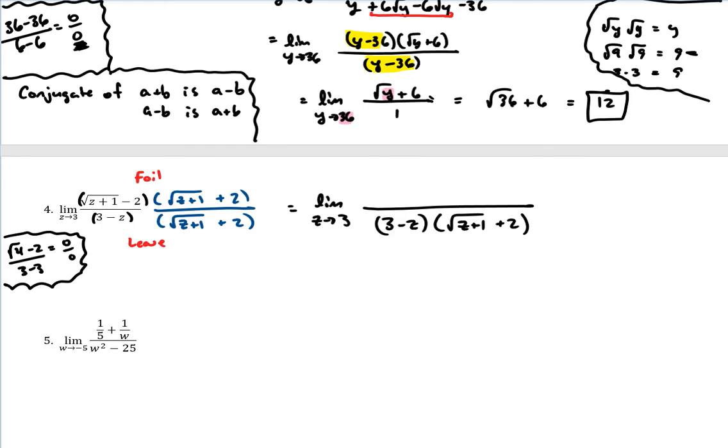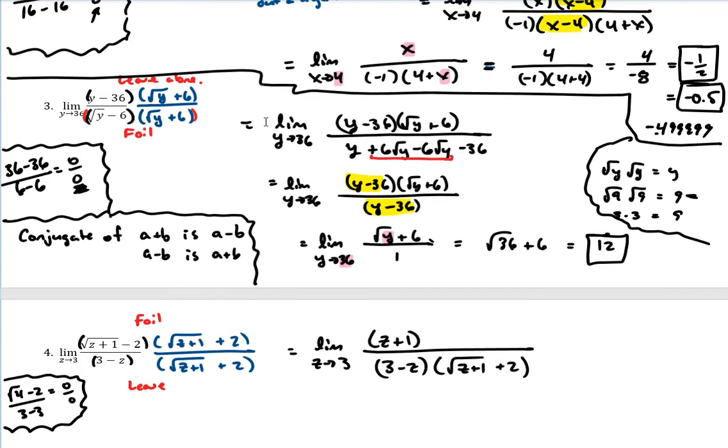And then in my numerator, I'm going to FOIL. All right, so when we FOIL, a similar thing happens as in the last one, where the square root of z plus 1 and the square root of z plus 1 multiply and give us just z plus 1. So just the z plus 1 is left over.